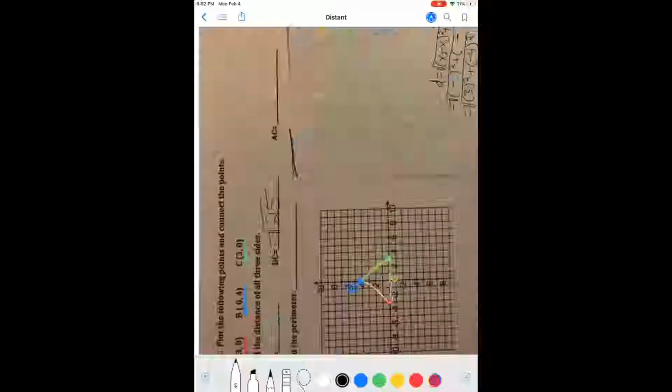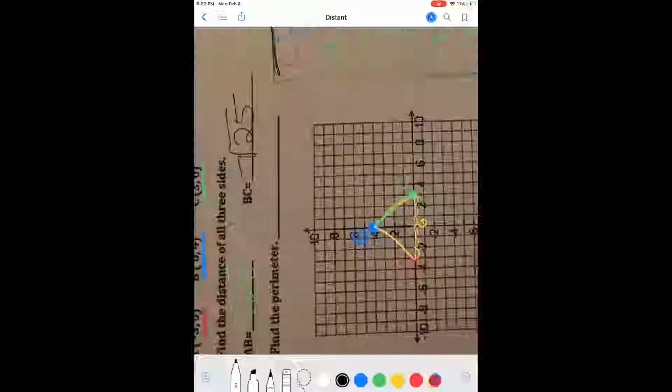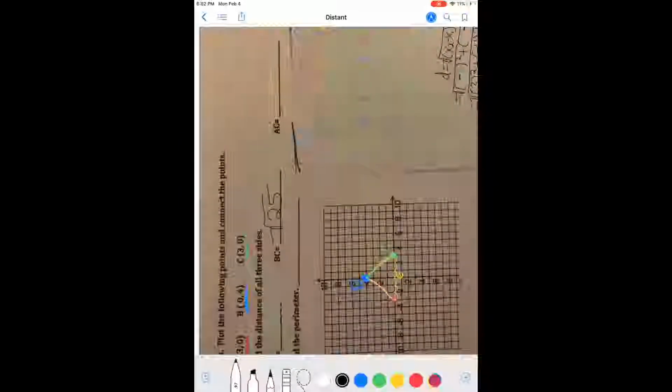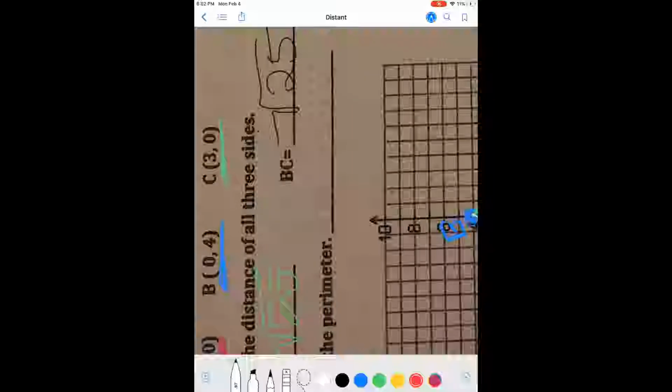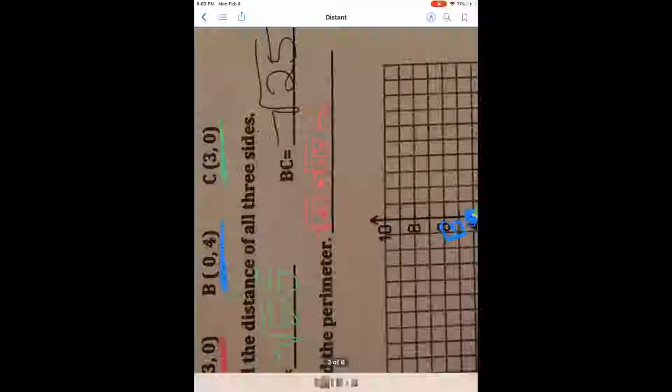Now it's asking us to find the perimeter. So this one we're finding in our calculator. I do not expect you to do this by hand. You're going to have the square root of 25 plus the square root of 25 plus 6. And that is going to give you your answer. So I'm going to zoom out. So if you want to pause the video, you can, and copy down any of these notes.